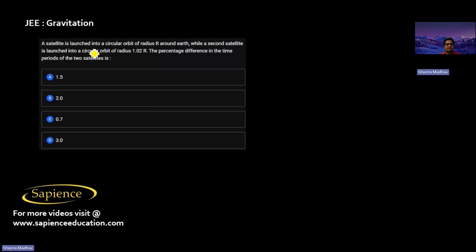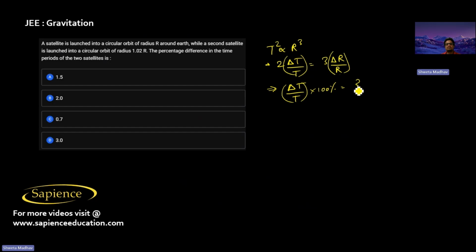So here it is told a satellite is launched into a circular orbit of radius r around the Earth, while the second satellite is launched into a circular orbit of radius 1.02 r. The percentage difference in the time periods of the two satellites is, we know that T square is proportional to r cube. So I can say that 2 delta T by T is equal to 3 delta r by r. That means the percentage change in the time period is equal to 3 by 2 times the percentage change in the radius.